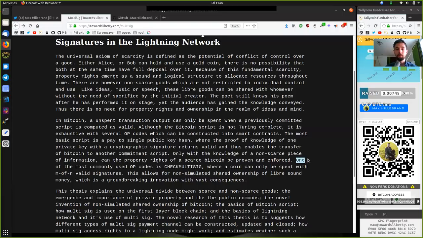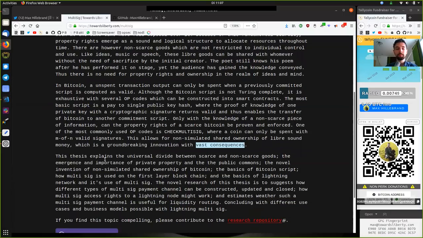Oh, I'm missing one sentence here. That is actually supposed to be: there is another major opcode in the Bitcoin script that is heavily used, and that is the M-of-N multi-signature, where you require the knowledge of M private keys in order to compute the script as valid and thus move the Bitcoin again. And this allows for non-simulated shared ownership of libre sound money, which is a groundbreaking innovation with vast consequences.